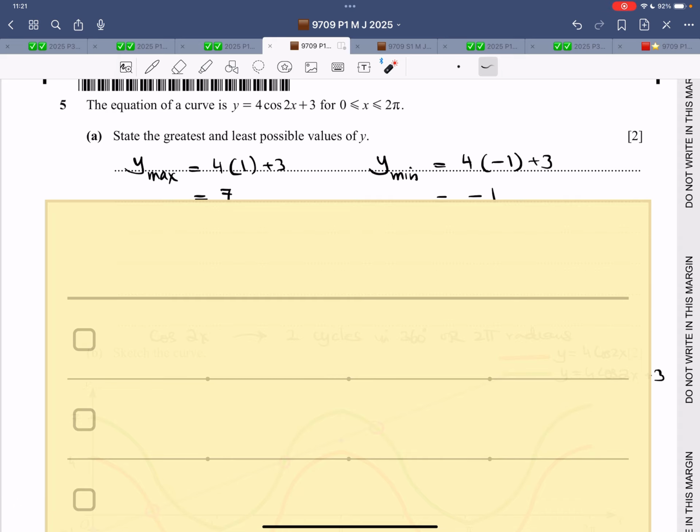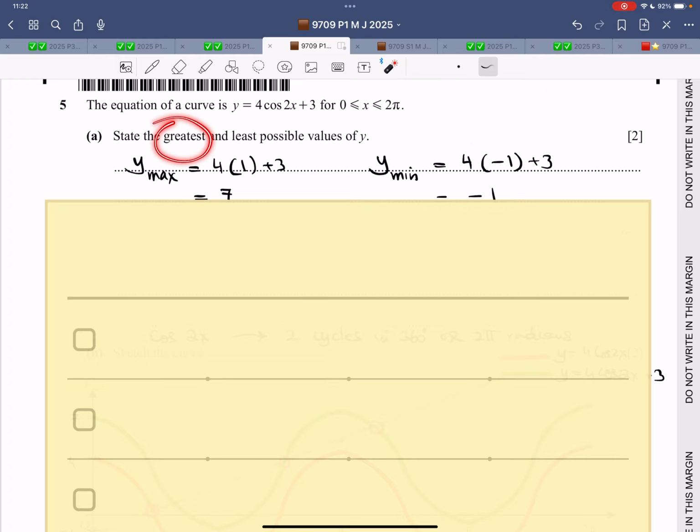Question number 5. Now this is about trigonometry. The equation of a curve is this much. X lies between 0 and 2 pi. That's the same thing as saying between 0 and 360 degrees. So 4 cos 2x. 2x will alter the number of cycles, 2 cycles in 360 or 2 pi radians.